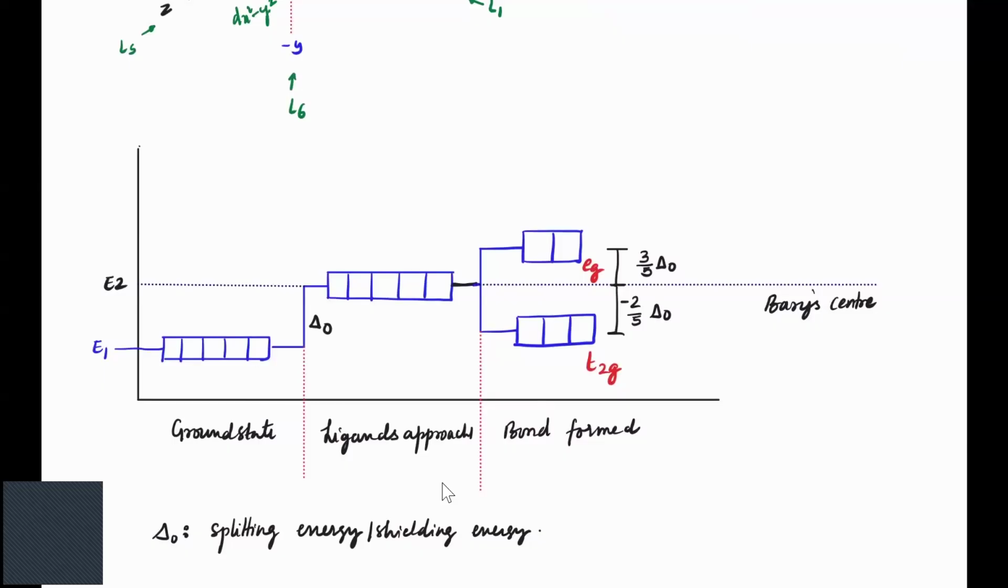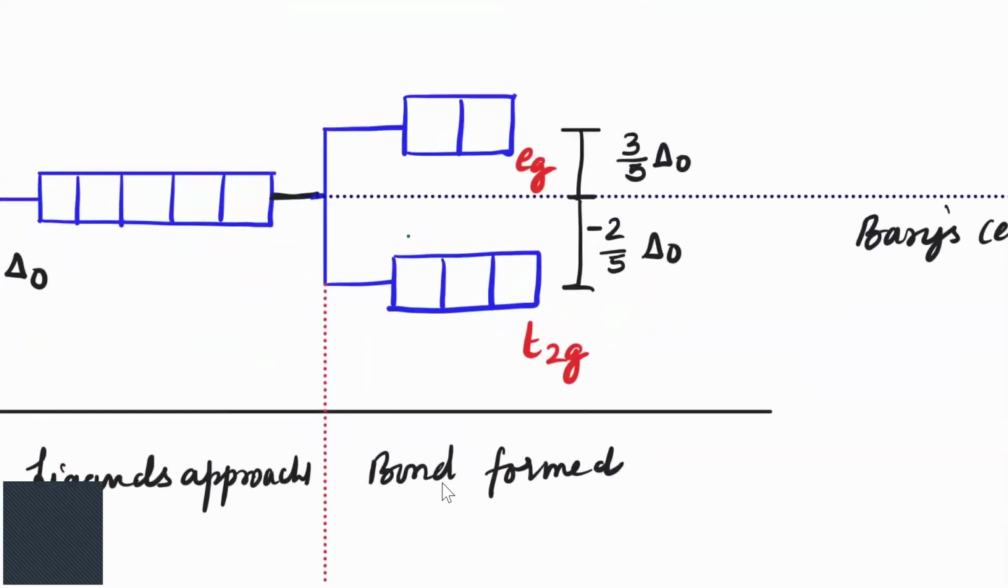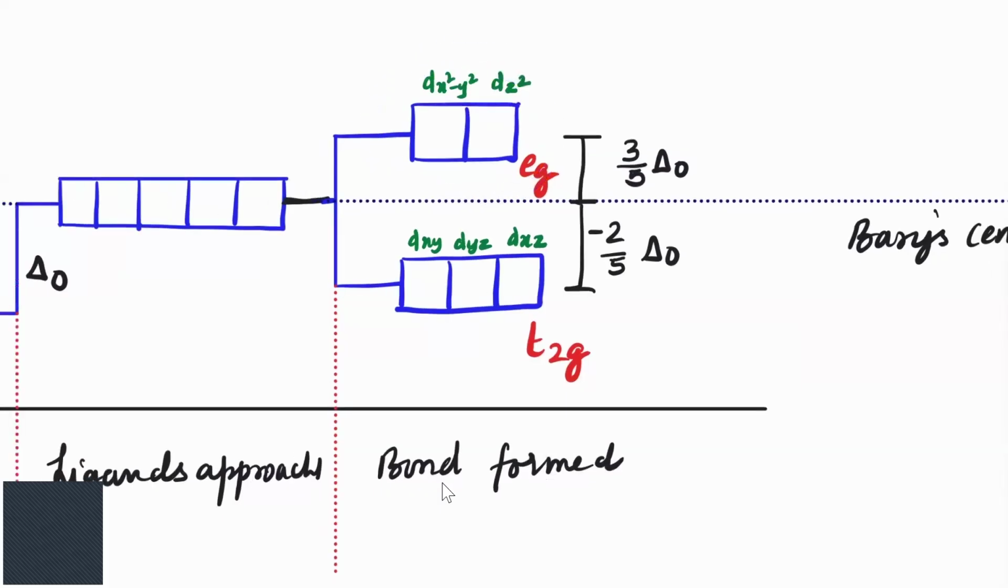So the overall increase in the energy of d orbitals as the ligands approach, this much amount of energy has increased. Let's say delta naught is the amount of energy that has increased, and that energy will be redistributed into a set of new orbitals. The lower energy set, which is made out of dxy, dyz, and dxz, is called the T2g set, and the higher energy orbitals, dx square minus y square and dz square, as a total set are called eg.